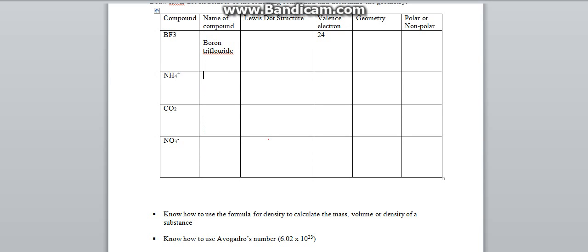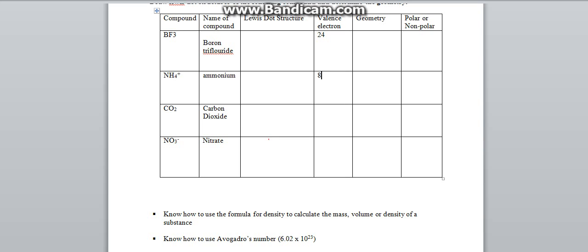Okay, this is ammonium. I'm just gonna do dioxide. Carbon dioxide. This is nitrate. Valence electrons. Nitrogen has a certain amount, so it has 5, hydrogen. There are 9. No, there's 8 because it's an ion.